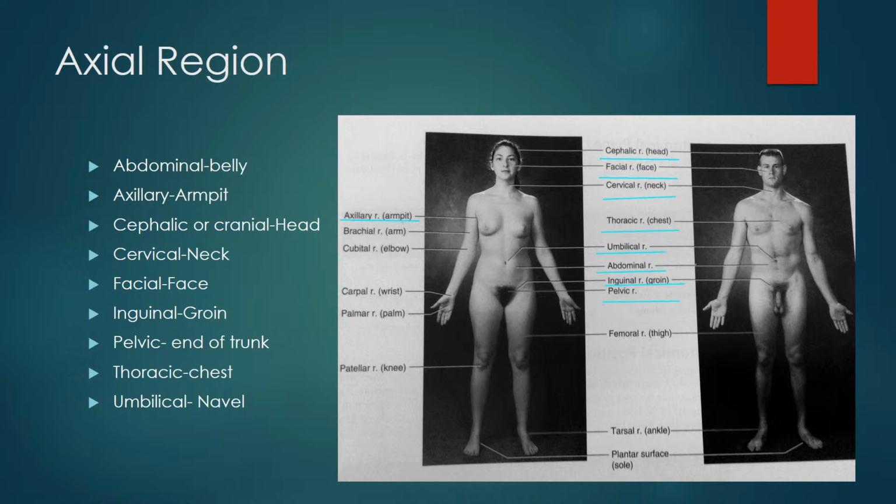Axial region. Abdominal, which is the belly. Axillary, which is the armpit. Cephalic or cranial, which is the head. Cervical, which is the neck. Facial, which is the face. Inguinal, which is the groin. Pelvic is the end of the trunk. Thoracic, which is the chest. And umbilical, which is the navel.